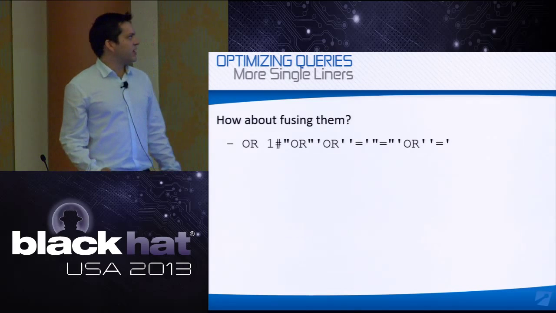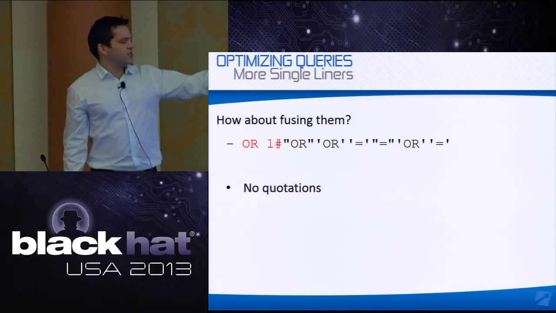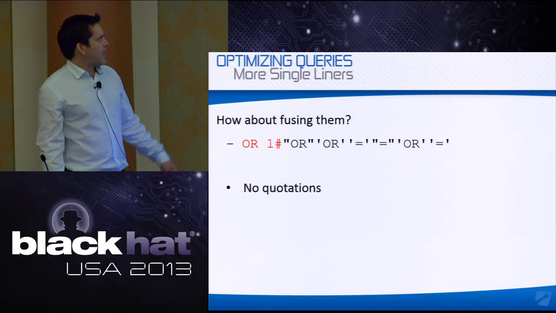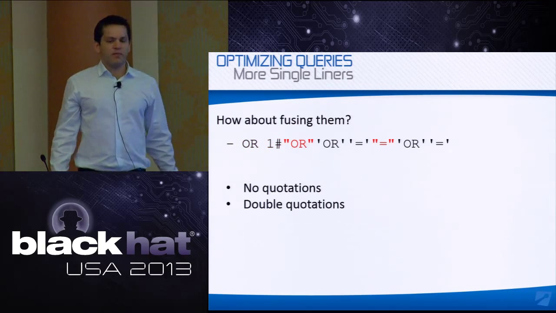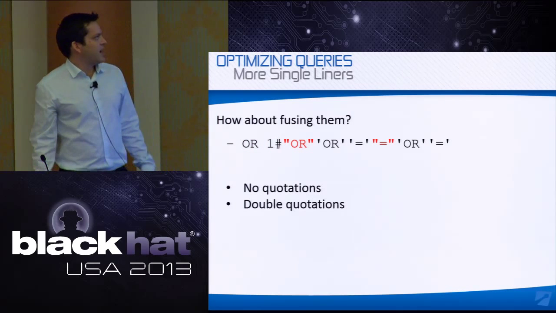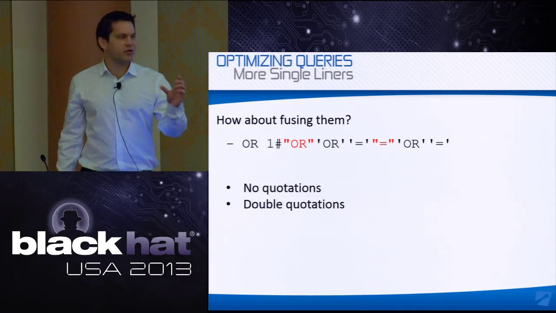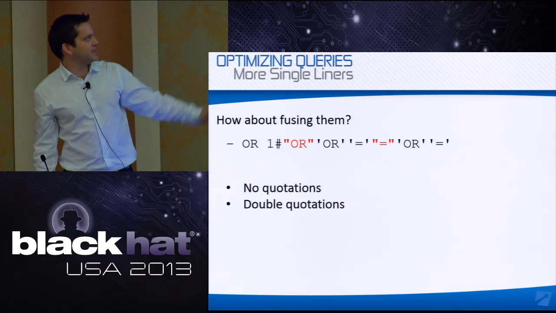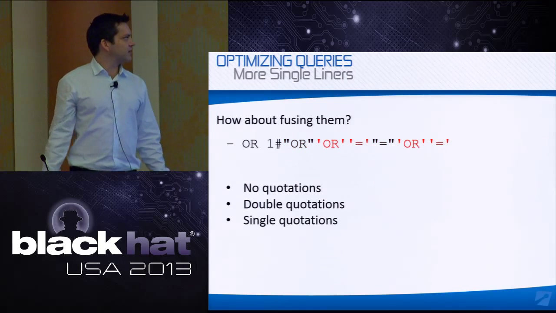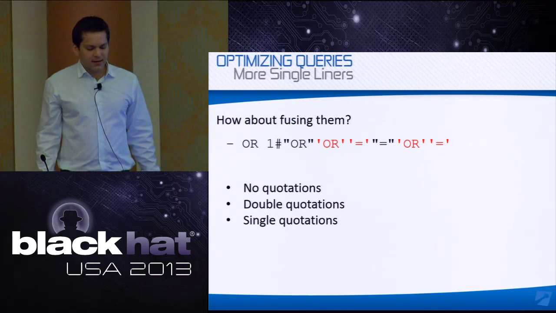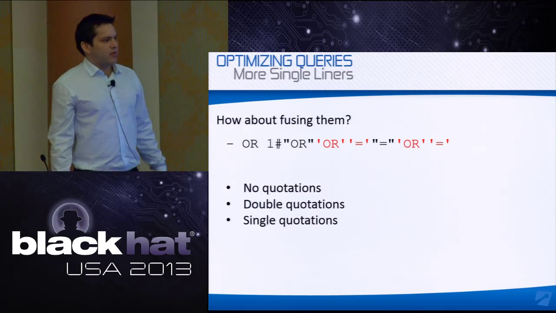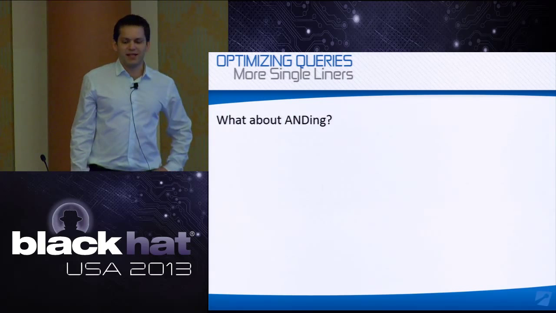And to show you how this is broken up, there is essentially testing no quotations. The hash there is a comment, so it will ignore everything after that. Then we can test double quotations. And the double quotations just includes the single quotations, so it tests if it's the same. And then single quotations. And this is for or, but there's also ways to do this with anding.